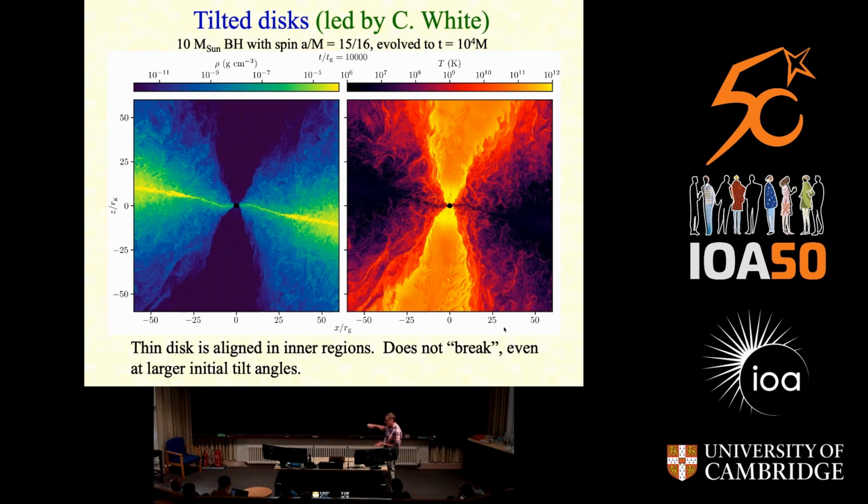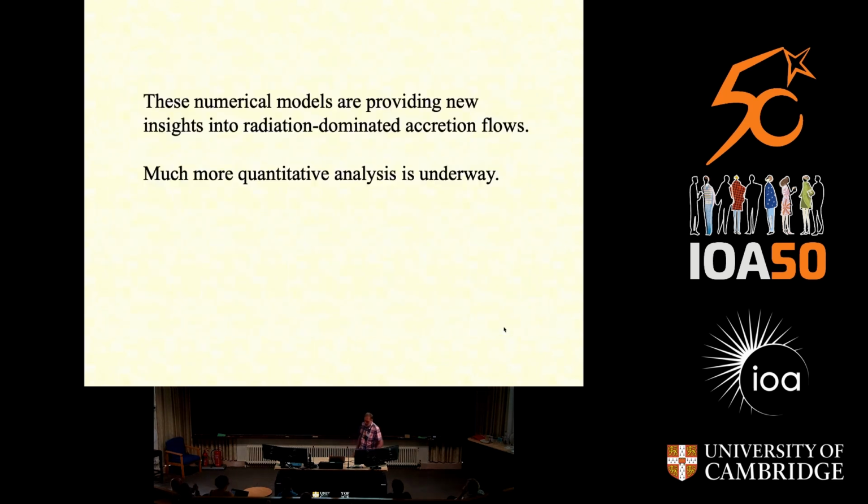We've, again, changed this tilt angle up to 60 degrees. We don't see any disk breaking, which has been observed in many, many previous calculations, even in the MHD regime. But with radiation transport and these radiation-dominated flows, we're not seeing disk breaking in these tilted disks so far. So, in the interest of time, I'll just tell you that these are providing new insights into this regime of radiation-dominated accretion. But there are other interesting questions in the field to be addressed.